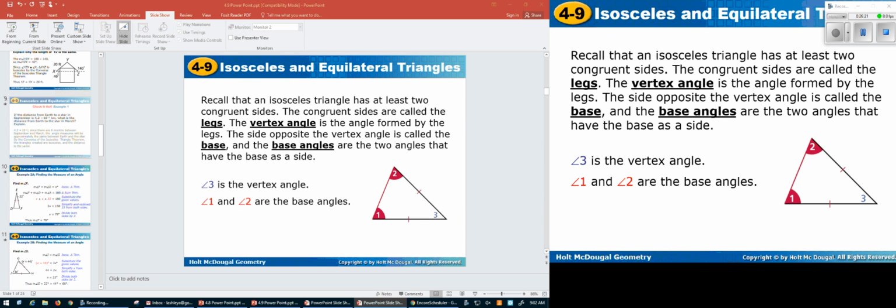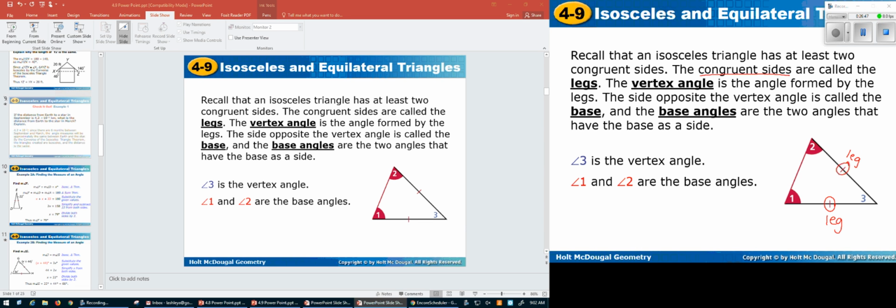Okay, it says recall that an isosceles triangle has at least two sides congruent. Now let's make sure you understand some vocabulary about isosceles triangles. The two congruent sides are called the legs. So the definition for leg is the congruent sides of an isosceles triangle. The ones that are congruent are called the legs.